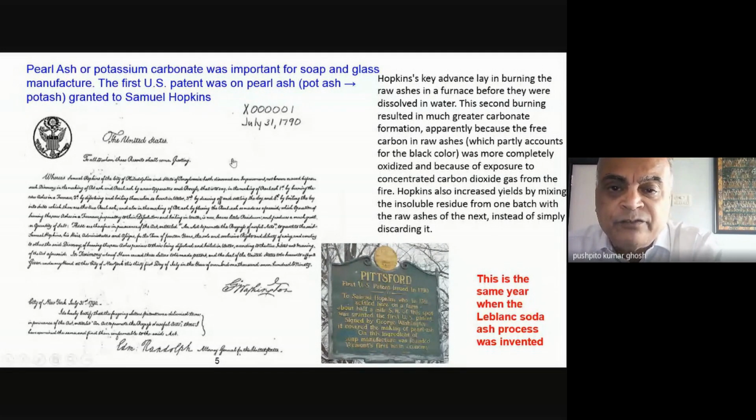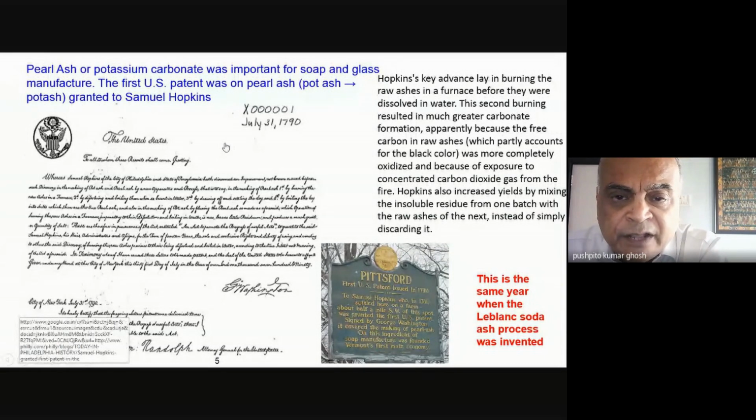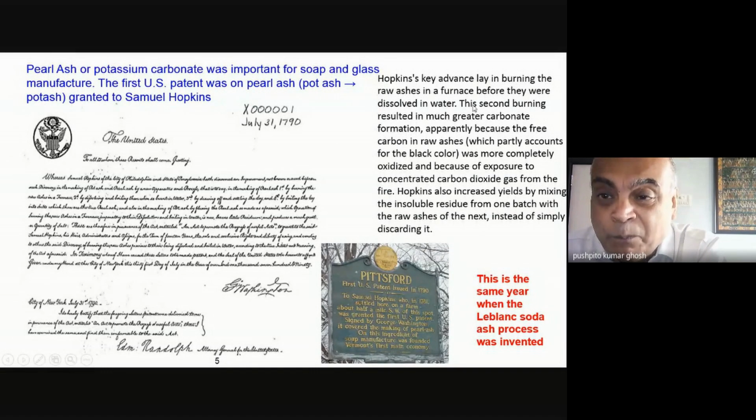What is very interesting also is that the year that the first patent was granted for potash, which is potassium carbonate, was also the same year in which soda ash was made for the first time, by the Leblanc process. Amazing, same year. Let us try and see what was the origin of that.